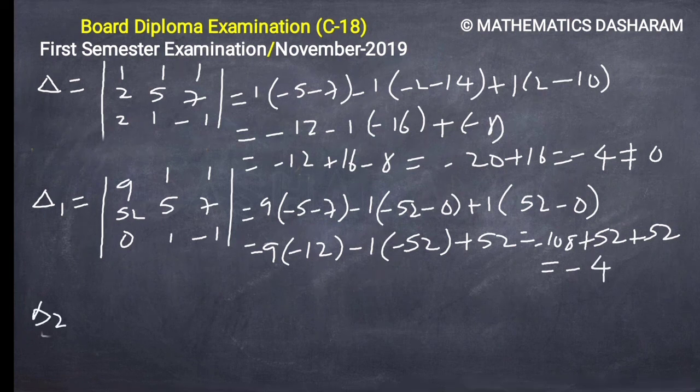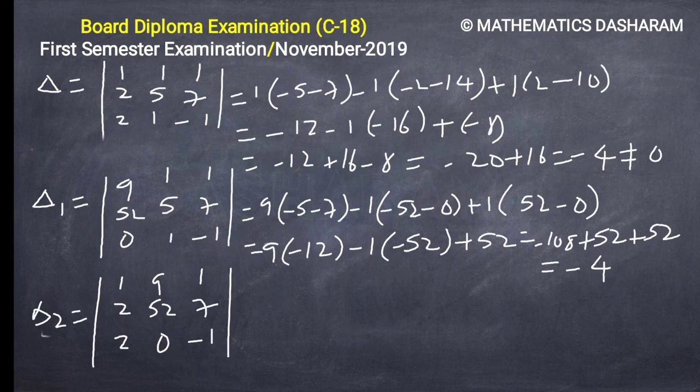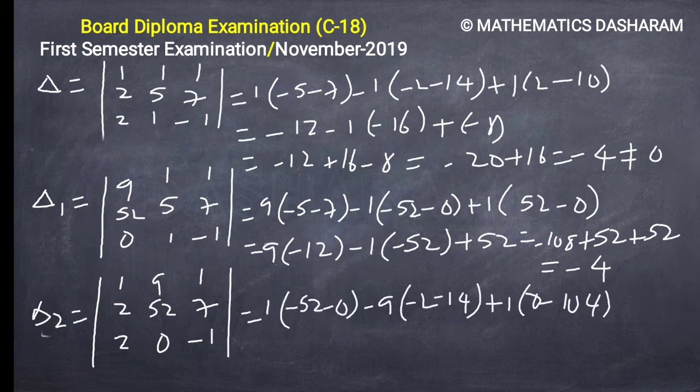Next, delta 2. Delta 2 means in the delta matrix, replace the second column with the constant matrix. So 1, 2, 2, 9, 52, 0, 1, 7, minus 1. Now find its determinant by expanding the first row elements. 1 bracket of minus 52 is minus 52, minus 9 bracket of minus 16, plus 1 bracket of 0 minus 104 is minus 104.